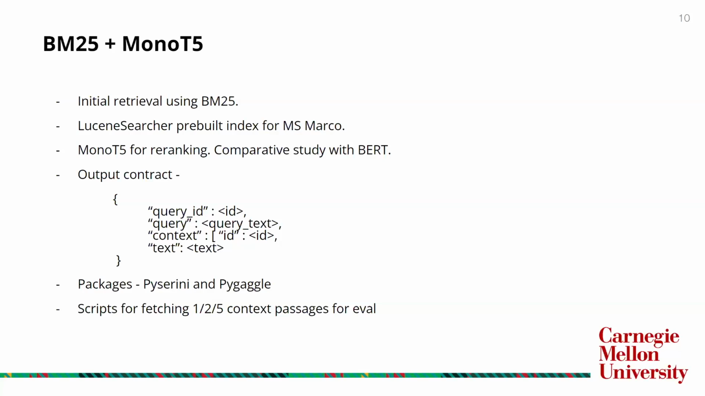The output contract depended on how many context passages we were planning to use in our downstream system. So for our evaluation, for example, we used 1 context passage, sometimes we used 2, and sometimes we used 5. So depending on how many context passages we were using, the output contract was changing, but for the most part, it had the query ID, the query, as well as all the context passages and their corresponding IDs. Another very important package that we used was PyGaggle.